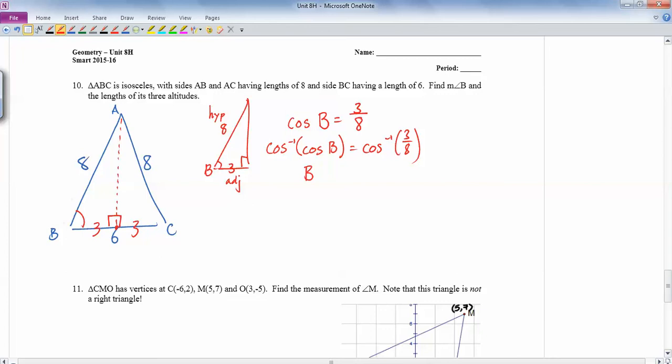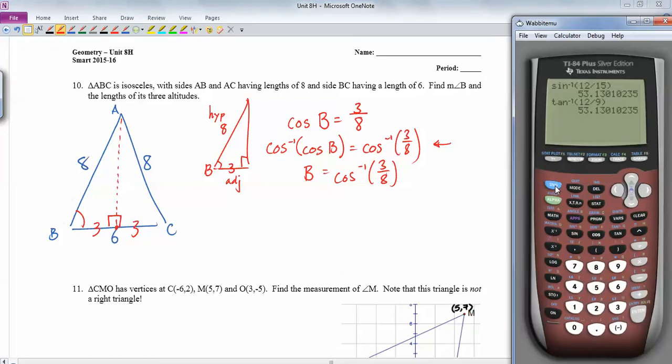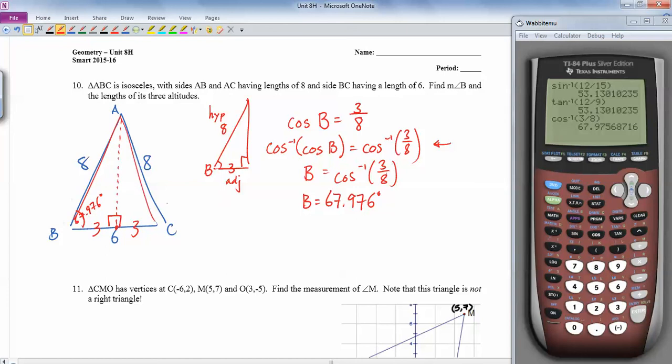Now again, you're really going to skip this step eventually and just go straight to this step, because even though this works for our class, it doesn't work when you get into more advanced trig. So we can type this into the calculator. Cos inverse, so second cos of 3 divided by 8 equals 67.976 degrees roughly. By the way, since the big triangle is isosceles, angle C is also 67.976 degrees.